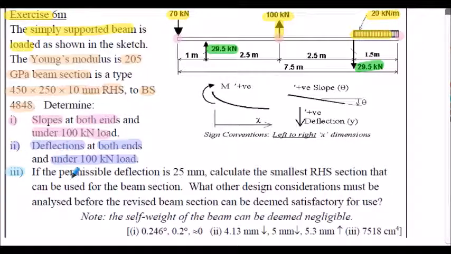Part 3, if the permissible deflection is 25 millimeters, so we're given the allowable deflection this time, we've got to calculate the smallest rectangular hollow section that can be used as a beam section. As always, the self-weight of the beam can be ignored in the calculation as it's deemed negligible. Answers are shown at the bottom of the slide. On the next slide, I'll show you the properties from the British Standard.